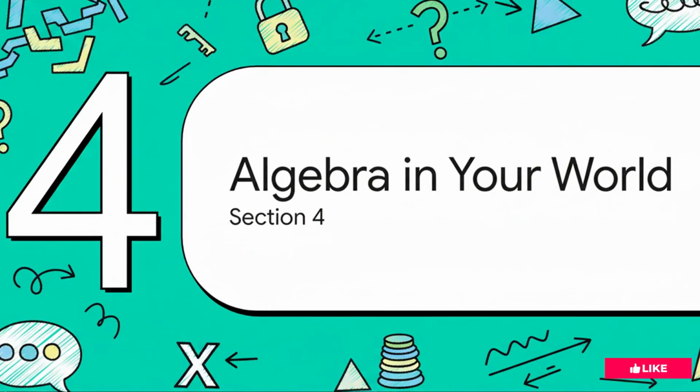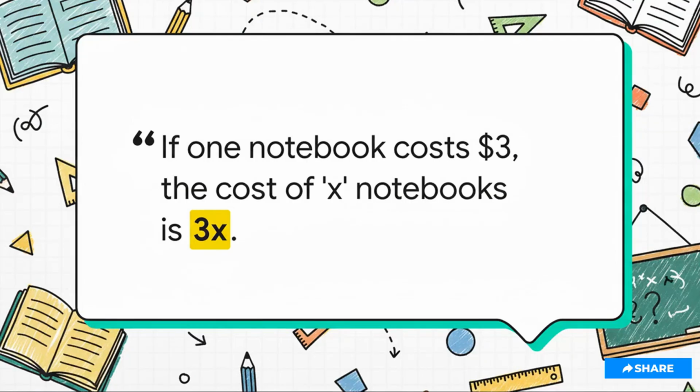Okay, so we can read it, we can simplify it, and now we can even evaluate it. But you're probably asking the big question, why does any of this matter? Well, let's talk about it, because this code isn't just for your math homework. It's literally everywhere. Think about shopping. Let's say one notebook costs $3. So, how much would it cost to buy a whole bunch of them? We don't know how many yet, right? So, we can just say the cost is 3x. Algebra gives us this really clean, simple way to describe that situation.